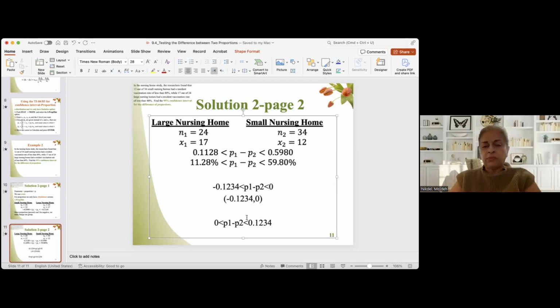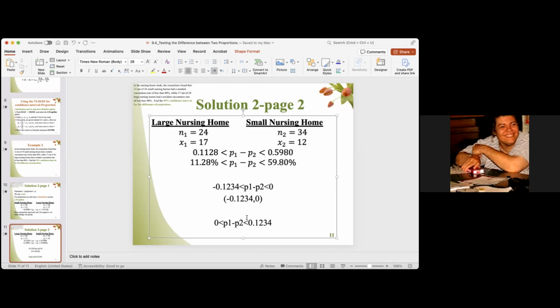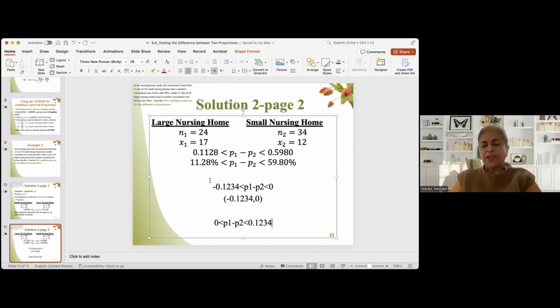Is that clear? If one of the numbers is negative, and usually you end up with a negative number on the left for proportion and zero on the right side, you just switch them around and make the negative positive.